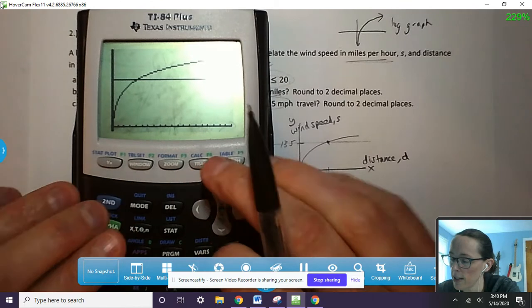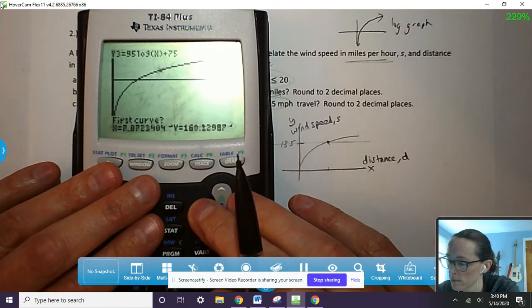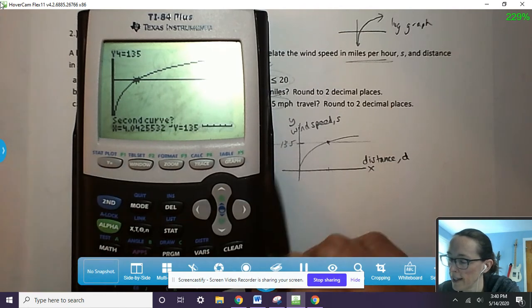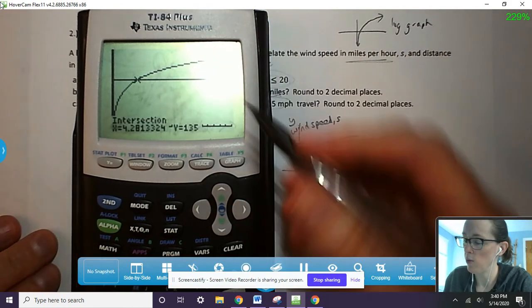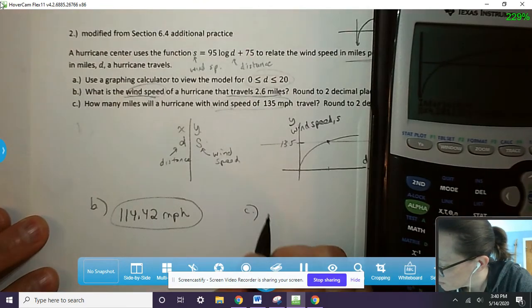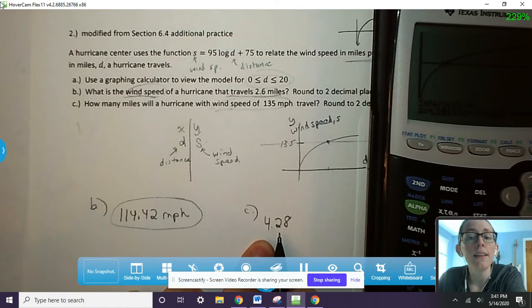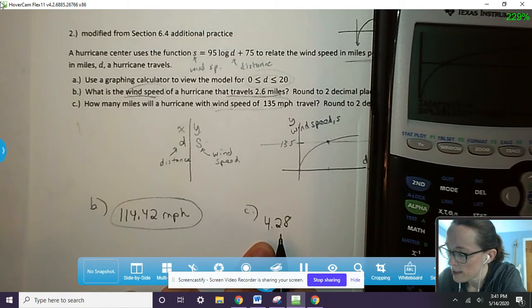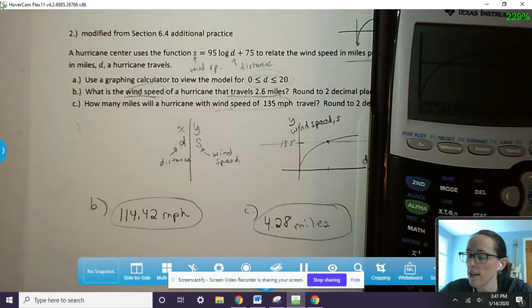So second trace intersect. And first curve, second curve, and guess. And I have 4.28, right around 4.28 to get a wind speed of 135. And this was S or D? This was D. So distance was measured in miles. So if the hurricane travels 4.28 miles, this would be the wind speed according to this particular model.